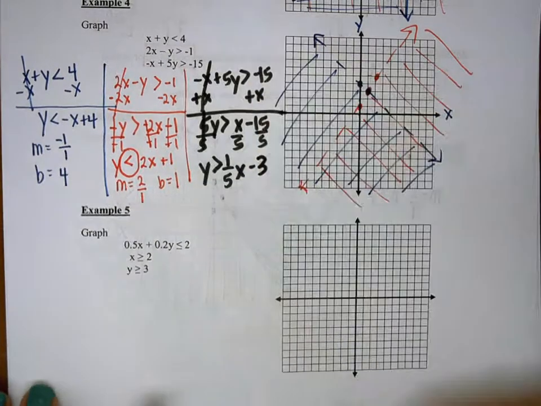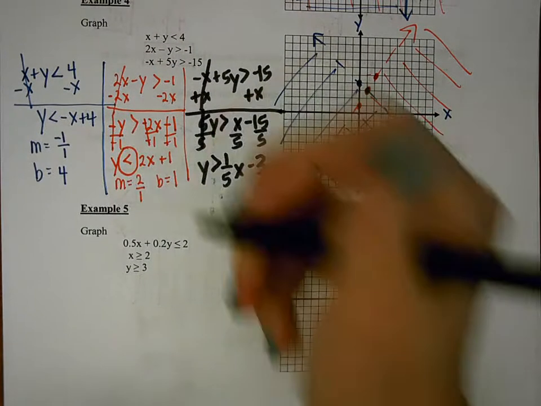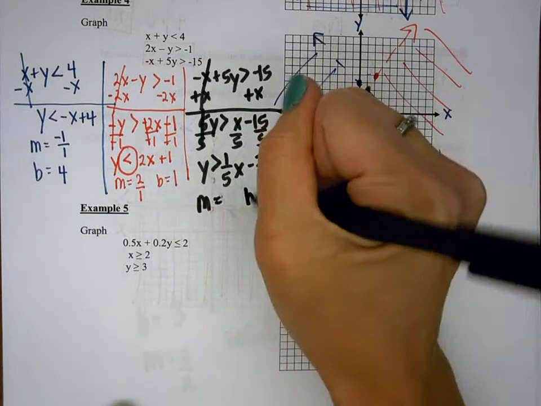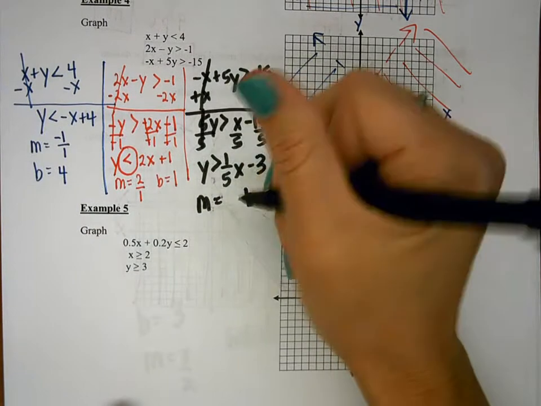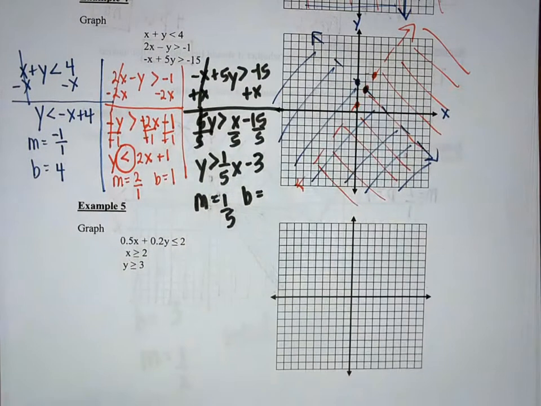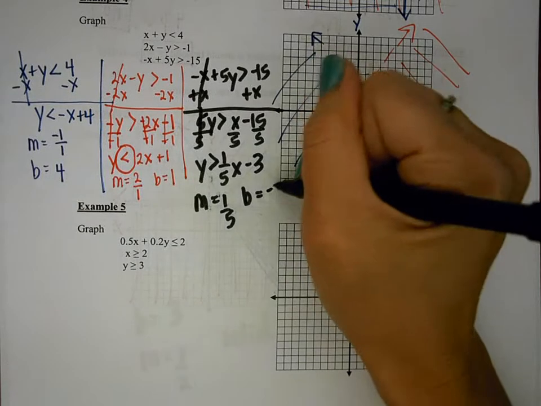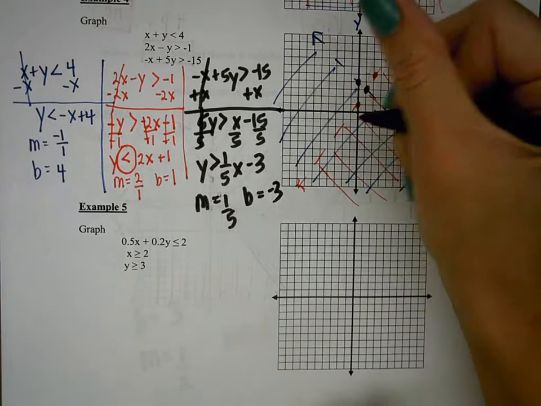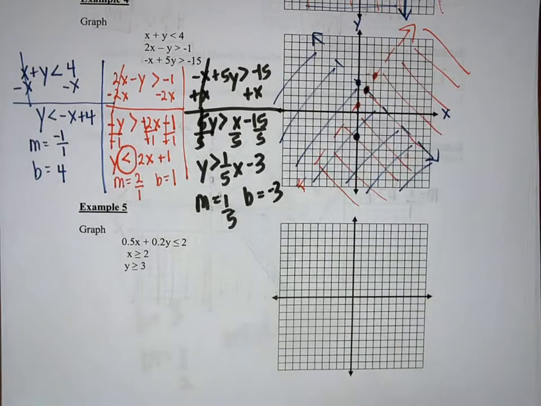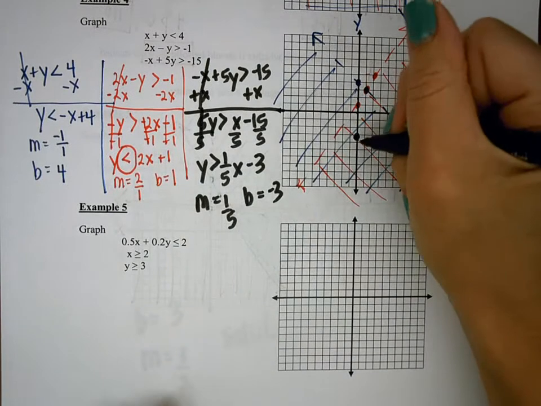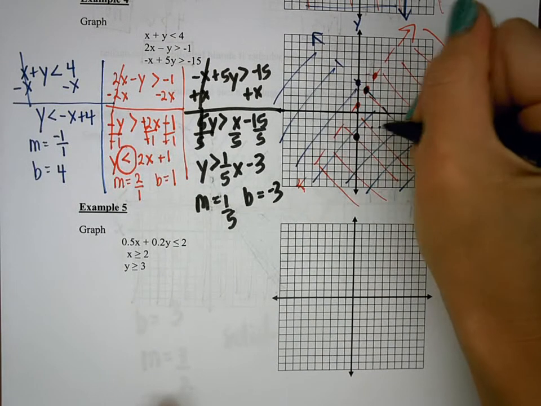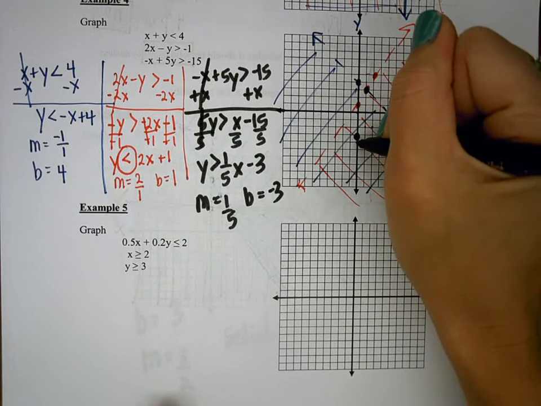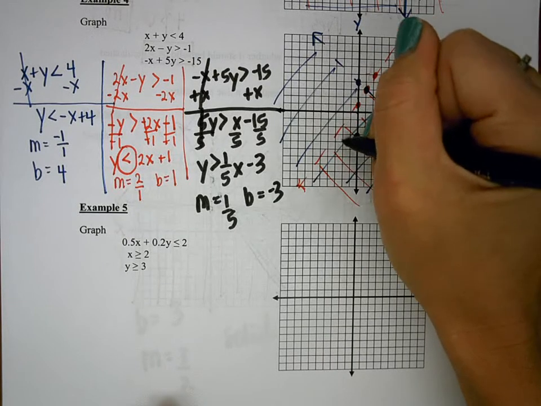Good. I need 2 pieces of information. I need my m and my b. What is my m value? 1 over 5, and what is my b value? So on my graph, where do I go first? Down 3, 1, 2, 3. And from there I go up 1, right 5, 1, 2, 3, 4, 5. Or again, I could have gone negative 1, negative 1, 2, 3, 4, 5.